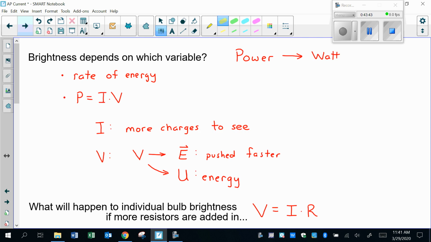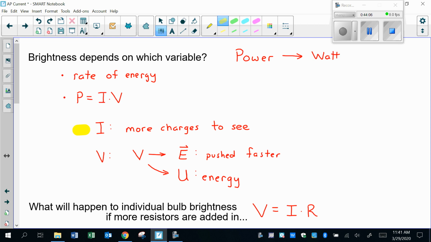Right? So continuing forward, brightness depends on which variable. So we already mentioned that earlier. It's going to depend on our power, on the watt. So we have our P equals I times V here. So current goes up, there are more charges to give off light. I always kind of go with a light bulb analogy. There's more charges to see, literally more going through.